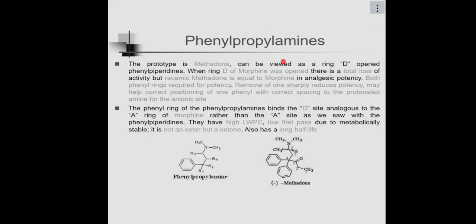But you cannot open the ring of morphine. You can't open the ring of the benzomorphins. You cannot open the ring of the morphinans. You can't even open the ring of the phenylpiperidines. If you do so, you will lose activity. But now when you structurally modify these compounds and you come up with the phenylpropylamine, that compound still attains analgesic activity, although lower compared to morphine and the other drugs. So the prototype is methadone, as we have already said. It can be viewed as a ring D opened phenylpiperidine. And if you open ring D in morphine, there is a total loss of activity.